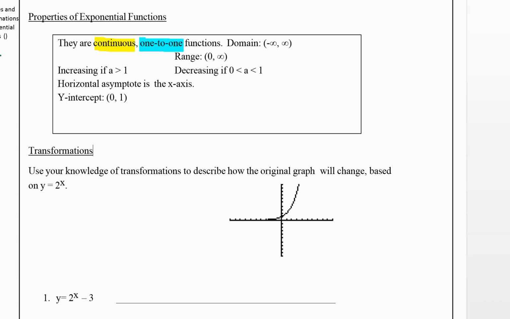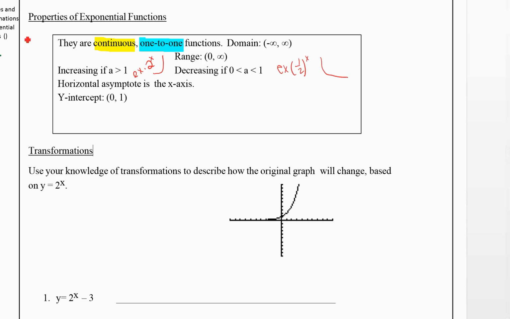When our a is positive, for example, when we had 2 to the x, it's going to be increasing. It's going to be going up from left to right. And if your value is between 0 and 1, so 1/2 to the x, then you're going to be decreasing. It will be going down.